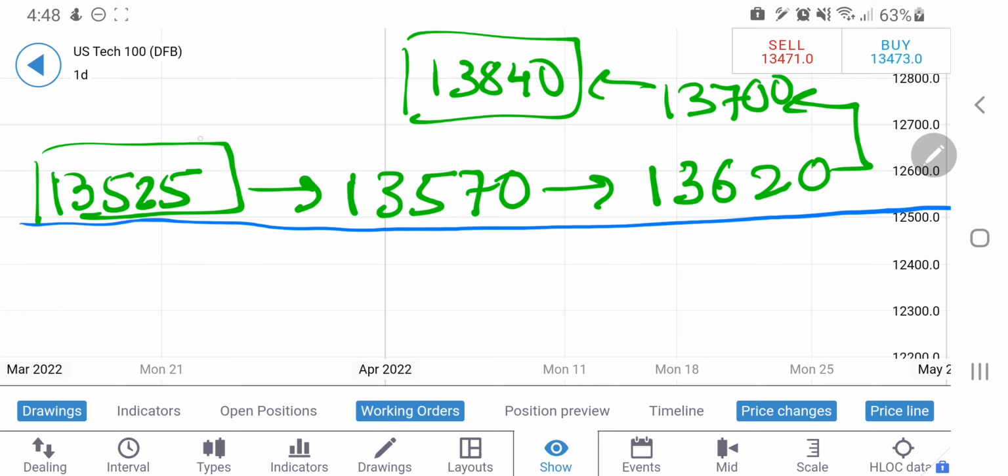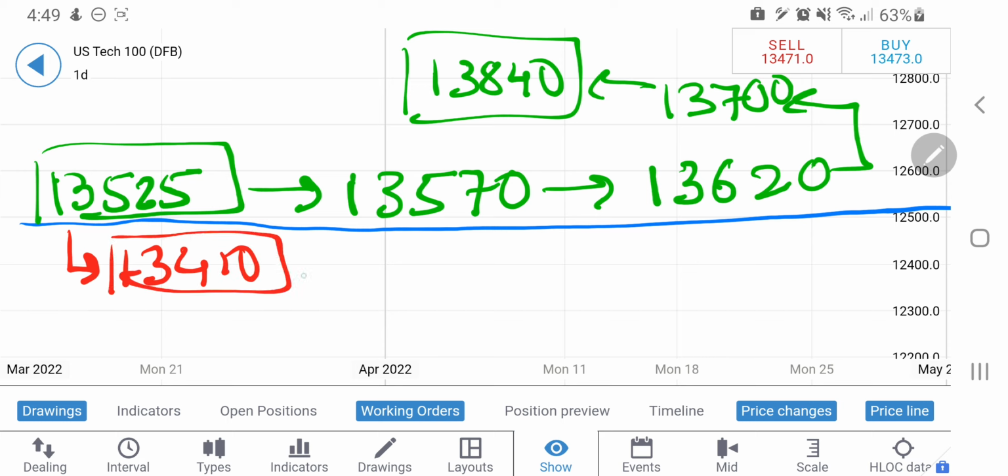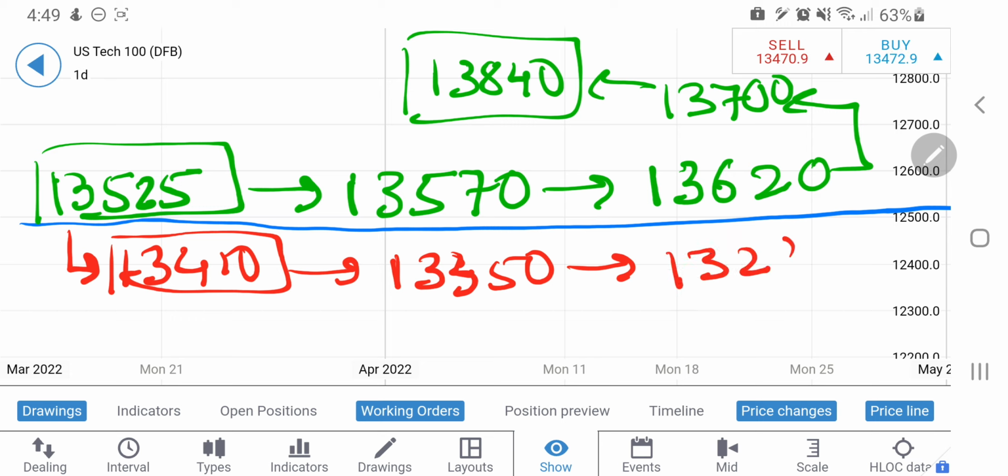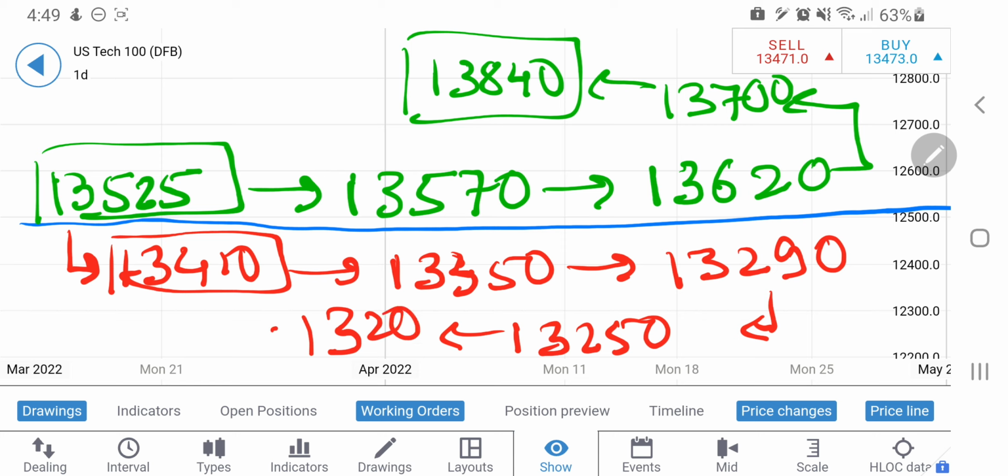On the downside, on the contrary, yes, one can remain short here, but at what levels to go short? See, I am looking forward to a support at around 13,410 levels. So if it breaks below 13,410 you can go short, and the next target is 13,350. Below that it will try to hit 13,290 levels. If it breaks this zone at 13,290, there is going to be a sharper drop towards 13,250 and 13,200 levels. Below that 13,120 will come into picture.